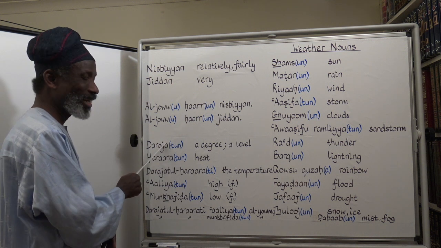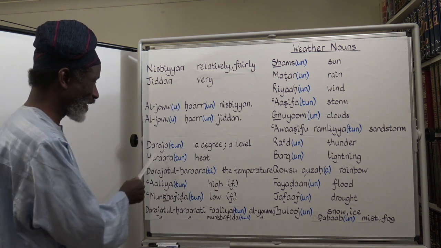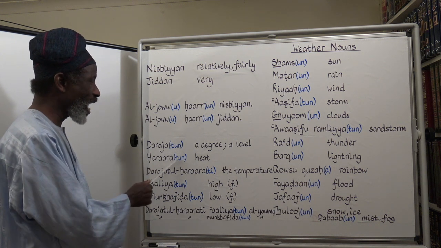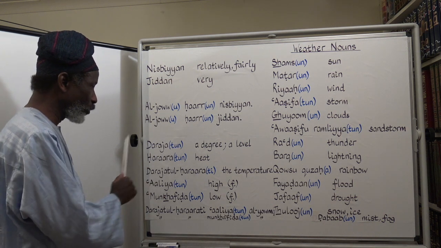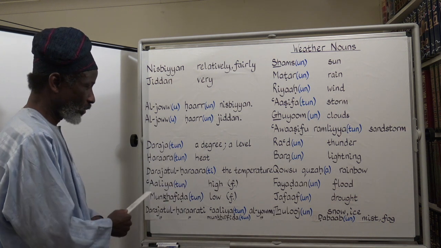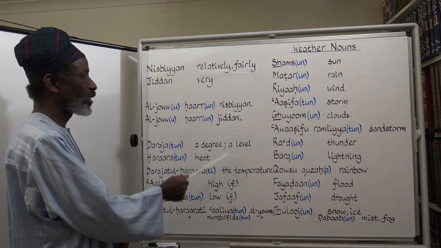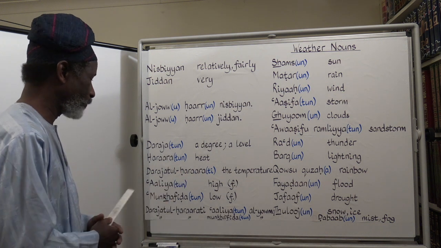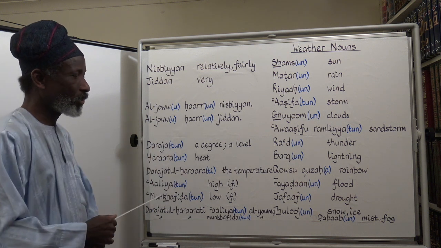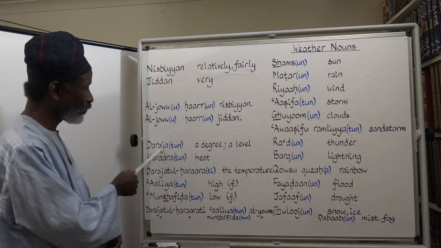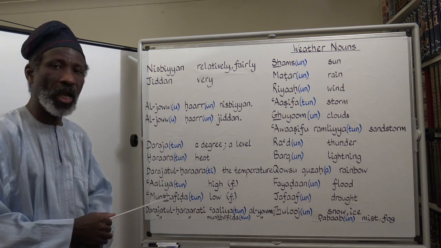درجة, that means a degree or level of something. حرارة, that means heat. If you combine the both, it becomes temperature. درجة الحرارة becomes the temperature. So it's a combination of daraja, a degree or level, and the heat, which is حرارة.